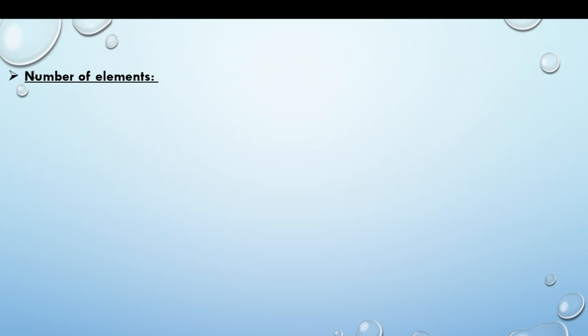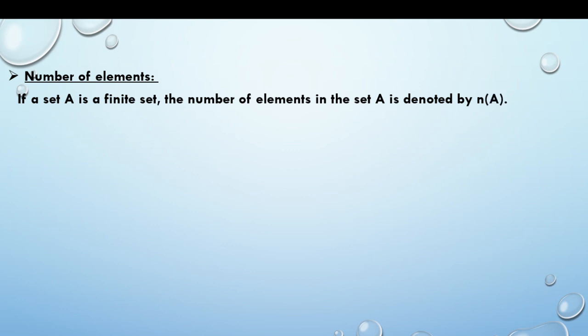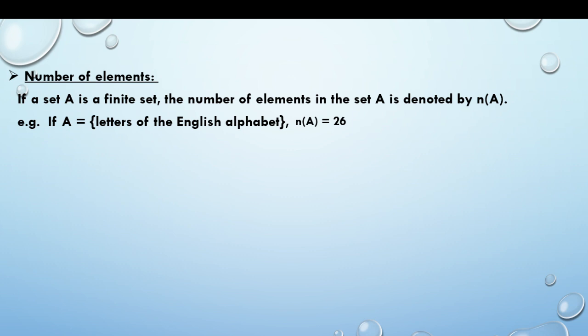Number of elements. If a set A is a finite set, the number of elements in the set A is denoted by n open brackets A close brackets, which means number of elements of set A. E.g., if A contains the elements which are letters of the English alphabet, and the English alphabet contains 26 letters, then that means that the number of elements of set A is 26.